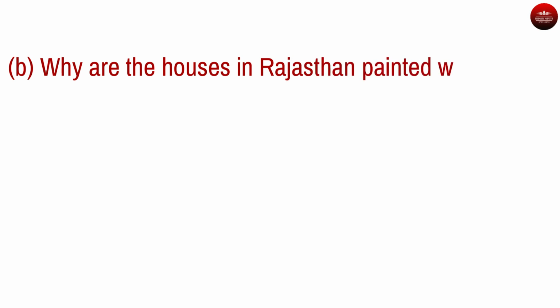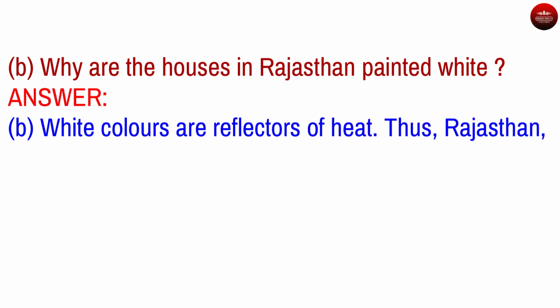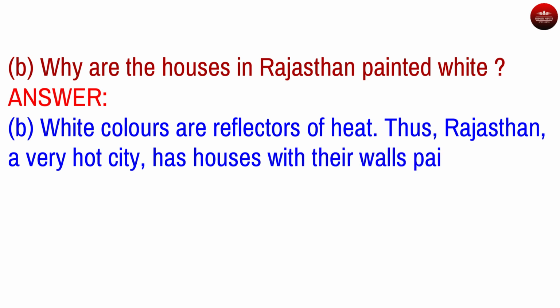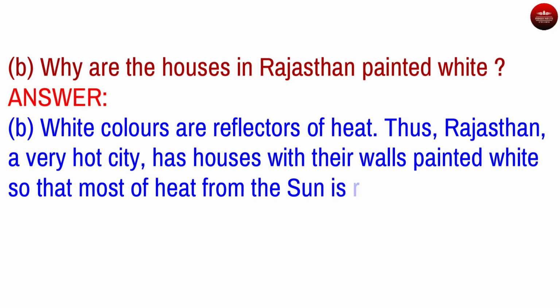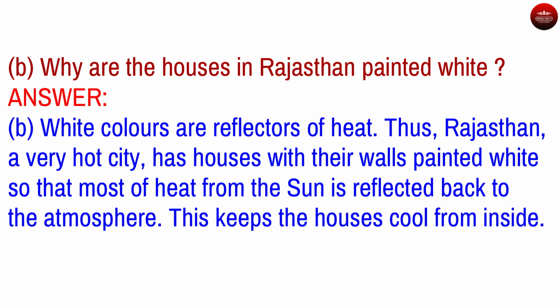B. Why are the houses in Rajasthan painted white? Answer. B. White colors are reflectors of heat. Thus, Rajasthan, a very hot city, has houses with their walls painted white so that most of the heat from the sun is reflected back to the atmosphere. This keeps the houses cool from inside.